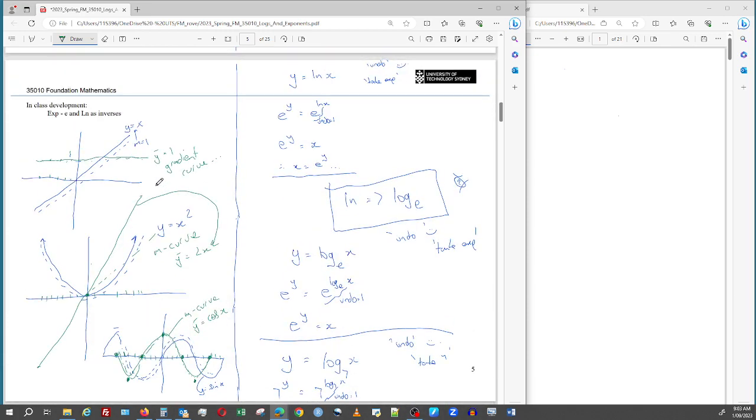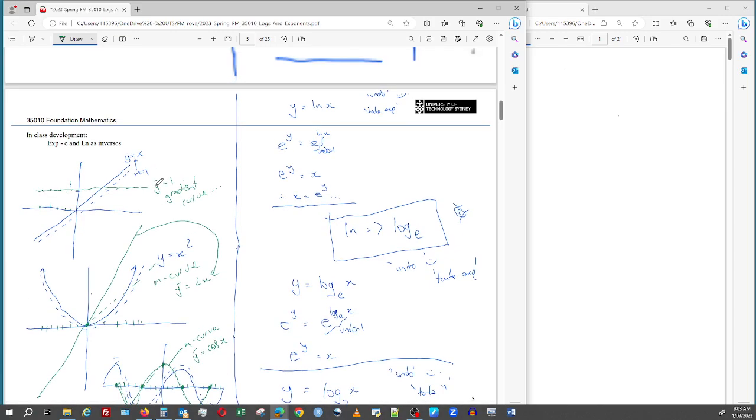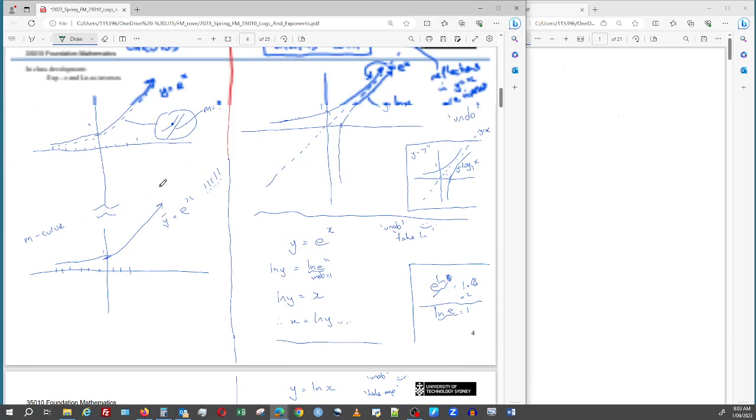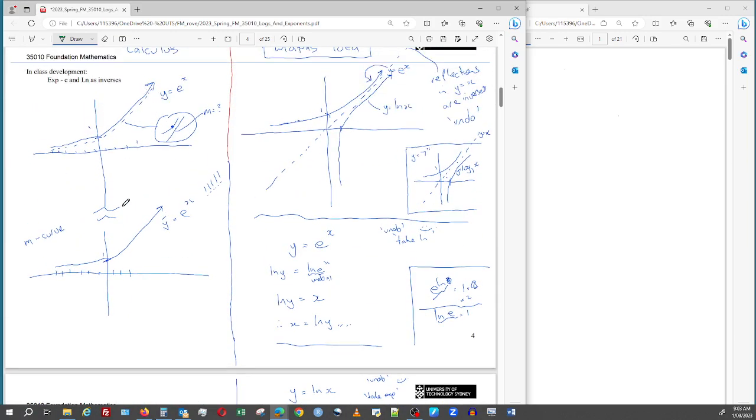Now, what are we doing here? We're generating M curves, and so far what we've learned is, oh wow, this is the only M curve that's the same as the original curve. Wow, so that's a big deal. That was a big discovery.